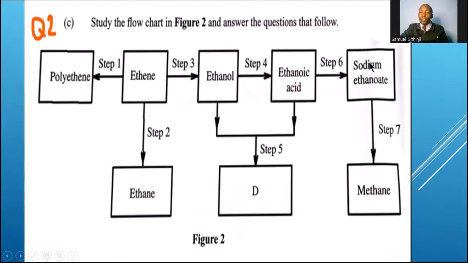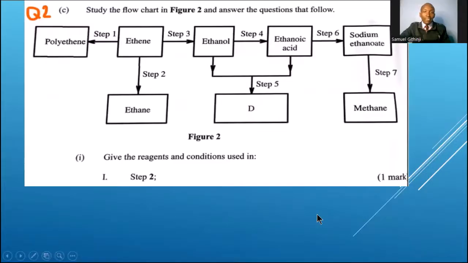Ethanoic acid becoming sodium ethanoate. Yes, you must have reacted with a base. This is an acid, maybe a base, sodium hydroxide, for instance. You get that. Then sodium ethanoate, you intend to get methane out of it. This must be the reaction towards preparation of alkanes. So this must be soda lime. Okay, my student, and therefore we can move on to the questions. That is question 2, part C.